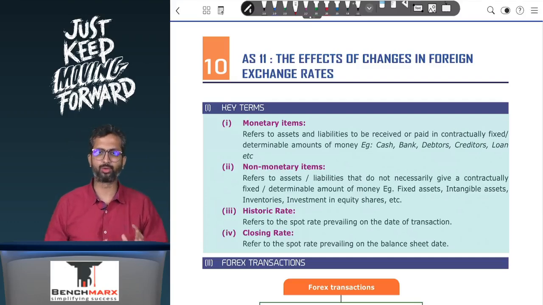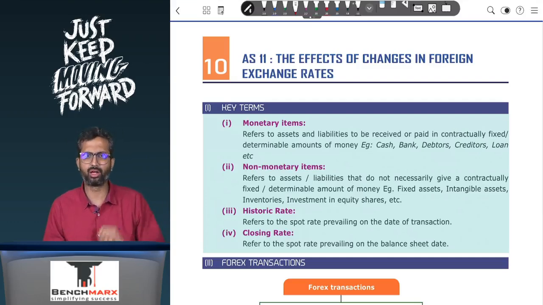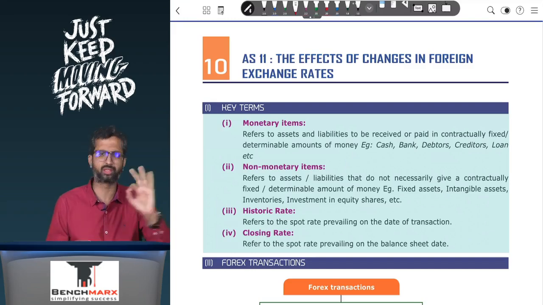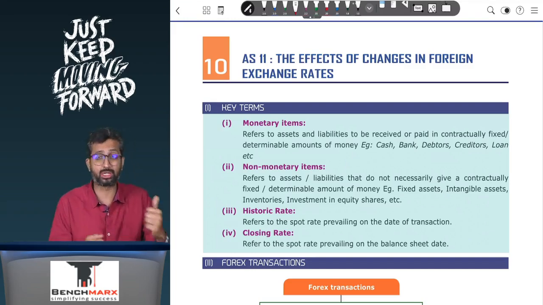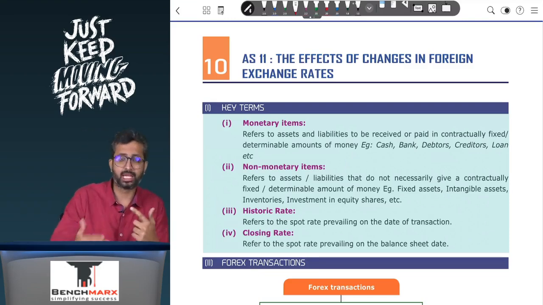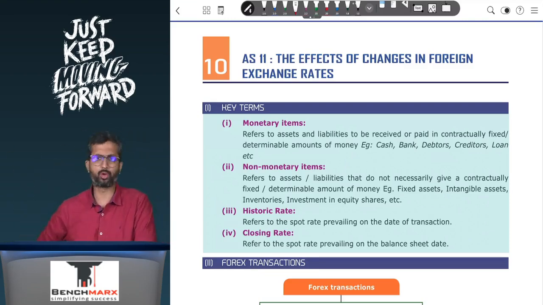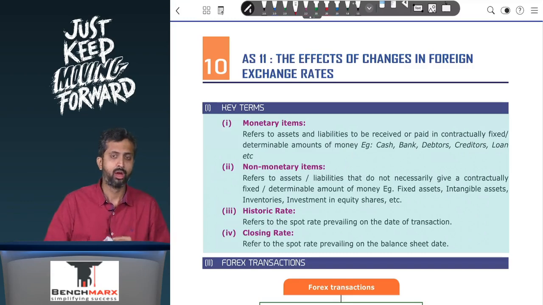This is a standard on foreign exchange. It is a fairly tricky standard and there are three main parts to it. First, how will you account for a foreign currency transaction? Second, what if you have a foreign subsidiary or a foreign branch? So how will you convert the accounts of the foreign branch into your own currency? And third is forward contracts.